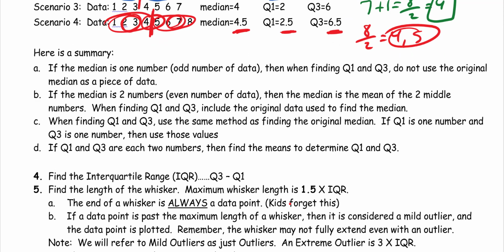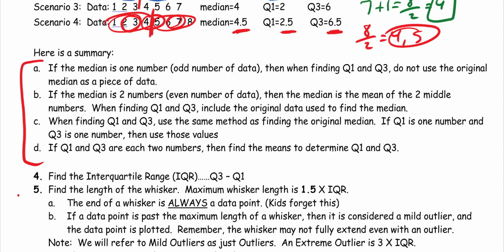And what I just described, math fans, is this summary. If you want to look over it again, I'm not going to read it over again. What I literally just talked about is that summary. All right. Number 4, after you find the median and the Q1 and the Q3, you're going to find the interquartile range. Again, super easy. Q3 minus Q1. That's all you do.